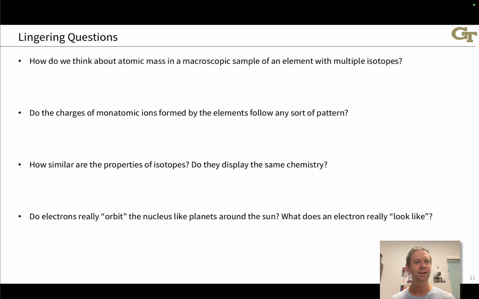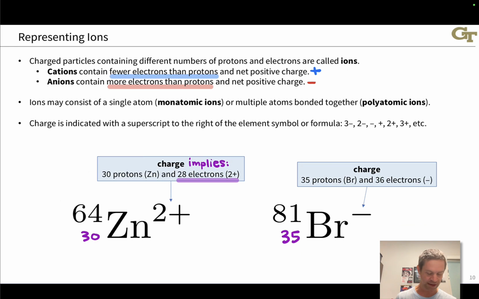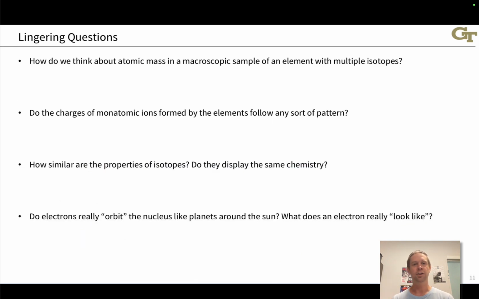The second question is about the charges of the monatomic ions. Do these follow any sort of pattern? How did I know to write zinc 2+? How did I know to write bromine 1-? These do follow a pattern, and it's one that you'll encounter in your introductory chemistry course, and one that we'll actually refer to a little bit later as we get into nomenclature.